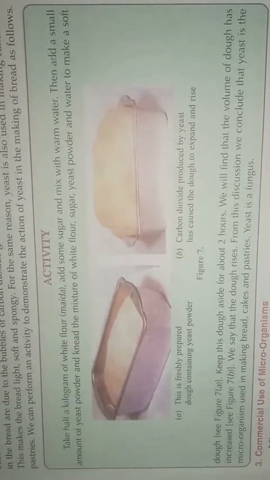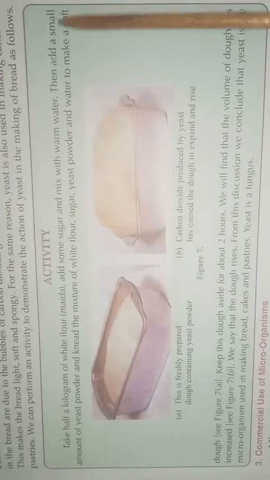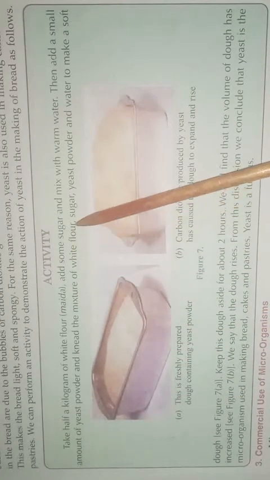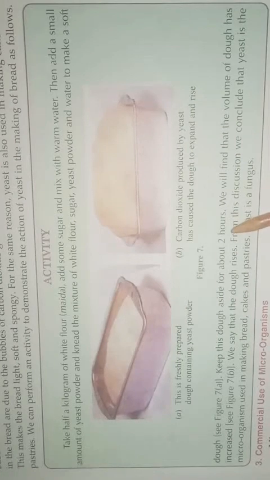In this activity, it is telling us to take half a kilogram of white flour, that is maida, add some sugar and mix with warm water. Then add a small amount of yeast powder and knead the mixture of white flour, sugar, yeast and water to make a soft dough. Then mix it well.